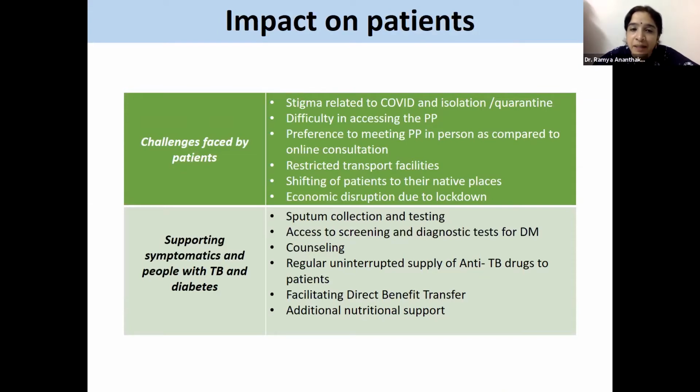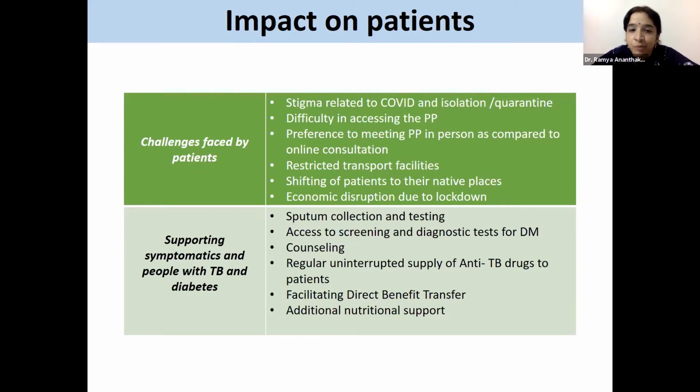And because of the economic disruption, there have been difficulties in purchasing patterns, in accessing treatment, adherence, the HbA1c screening, etc. So what we have done in terms of support is we've helped with sputum collection transport. We've provided access to screening and diagnostic tests for diabetes, both at the Nakshatra centers and in the private laboratories. Counseling has been primarily in person when they come to the center, and also through telephone.